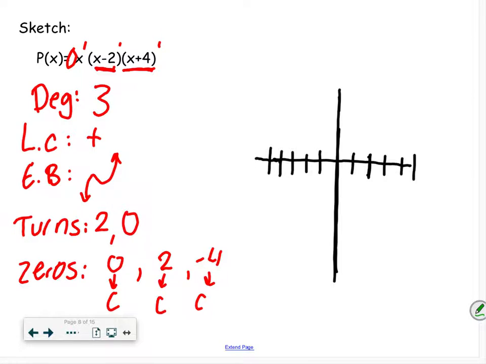1, 2, 3, 4. Okay. My furthest left 0 is negative 4. So we're going to put a dot at negative 4, 0. Then I have 0 and 2.